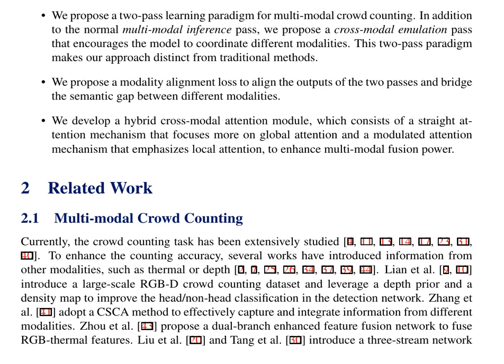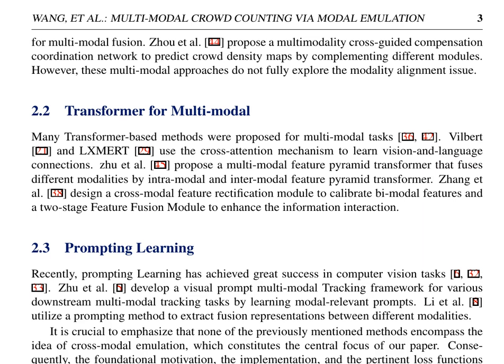This approach builds upon related work in multimodal crowd counting, which has introduced information from other modalities, such as thermal or depth, to enhance counting accuracy. By leveraging the strengths of each modality, the proposed approach aims to improve the accuracy and robustness of crowd counting in various scenarios. The authors discuss various existing approaches to multimodal fusion, highlighting the limitations of current methods in fully exploring modality alignment issues. They cite Zhou et al.'s work on a multi-modality cross-guided compensation coordination network, which predicts crowd density maps by complementing different modules. However, this approach does not fully address the modality alignment issue.